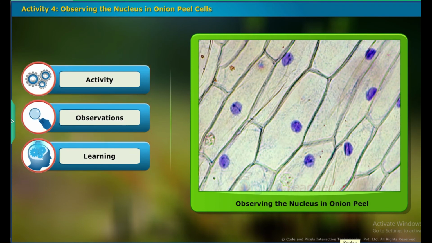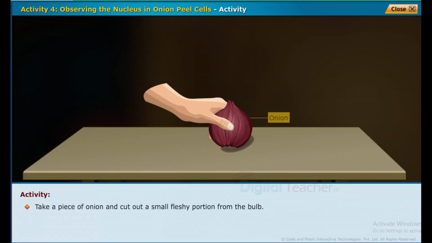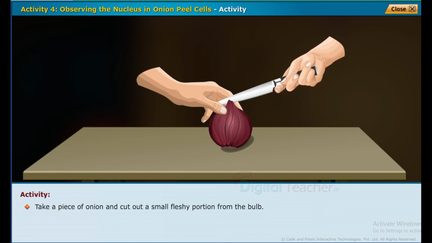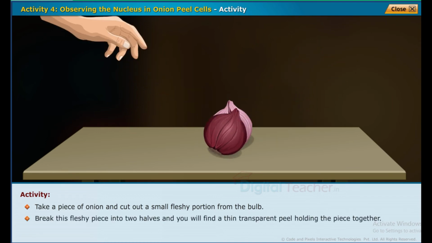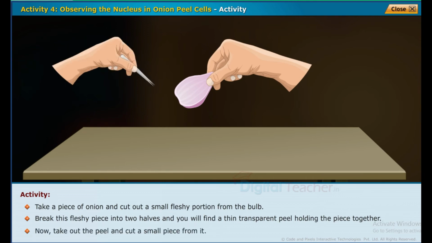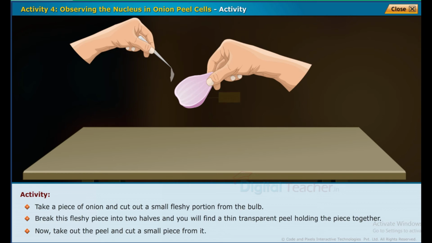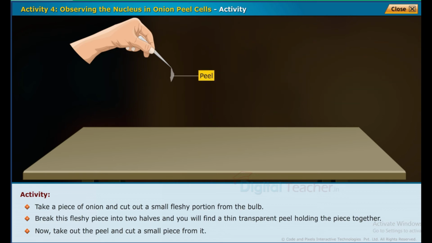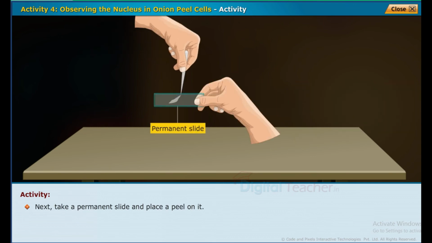Here, let us perform an activity to observe the nucleus in onion peel. Take a piece of onion and cut out a small fleshy portion from the bulb. Break this fleshy piece into 2 halves and you will find a thin transparent peel holding the piece together. Now, take out the peel and cut a small piece from it. Next, take a permanent slide and place the peel on it.